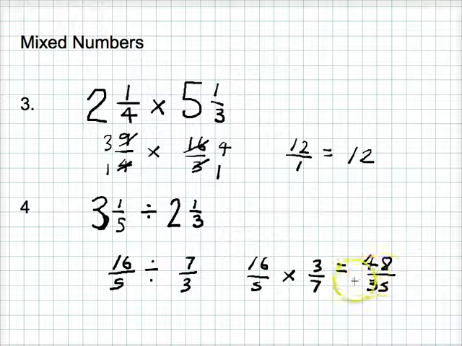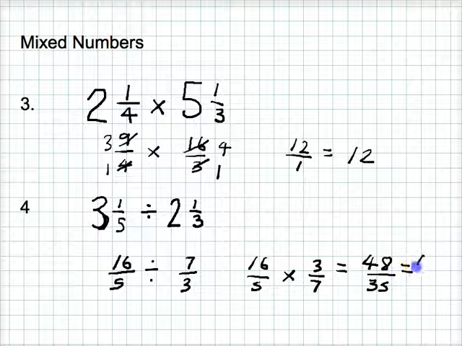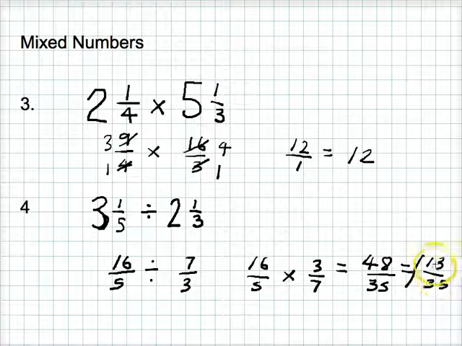We're left with an improper fraction. To turn that back into a mixed number, we need to see how many times 35 goes into 48, which is once. And there are 13 left over. So we write 13 over 35. Our answer is 1 and 13 over 35.